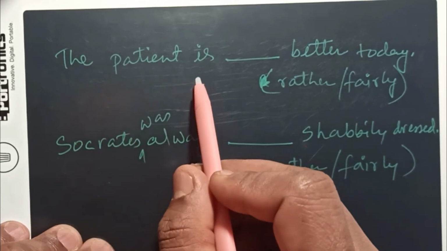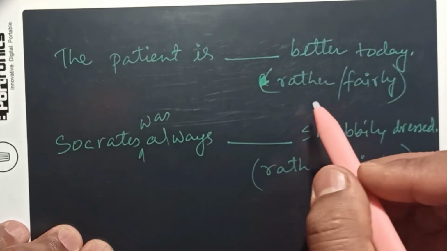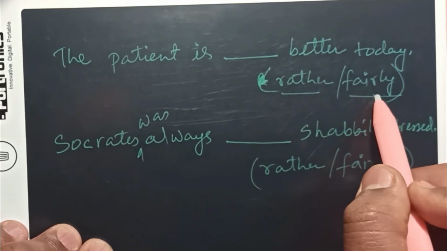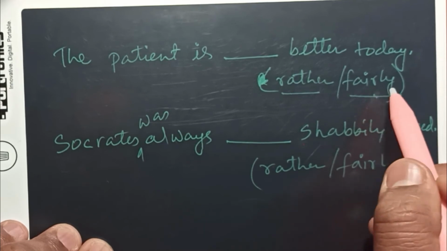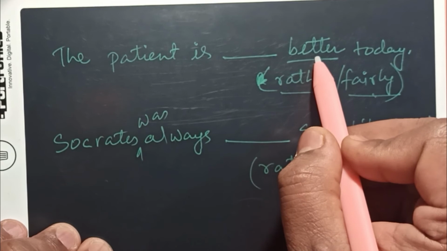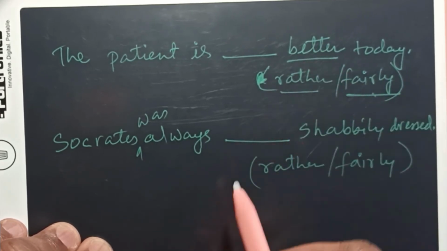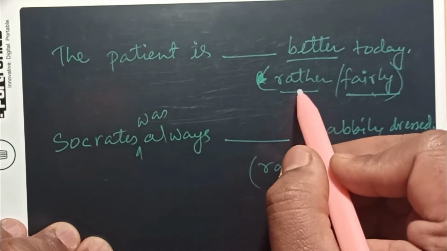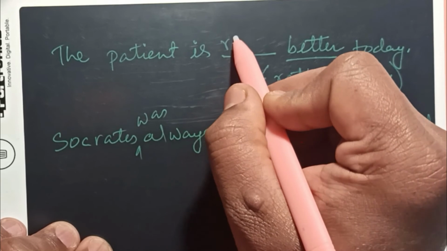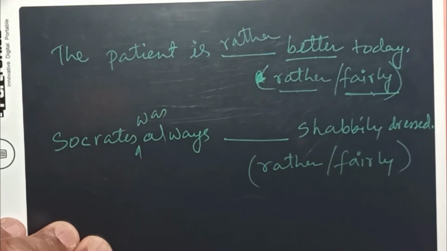Let's look at these two sentences. The patient is dash better today. Now let's talk about rather and fairly. Fairly is an adverb. We have second degree here, which is comparative degree. So fairly will not be used with comparative degree. We have to use rather. The patient is rather better today.